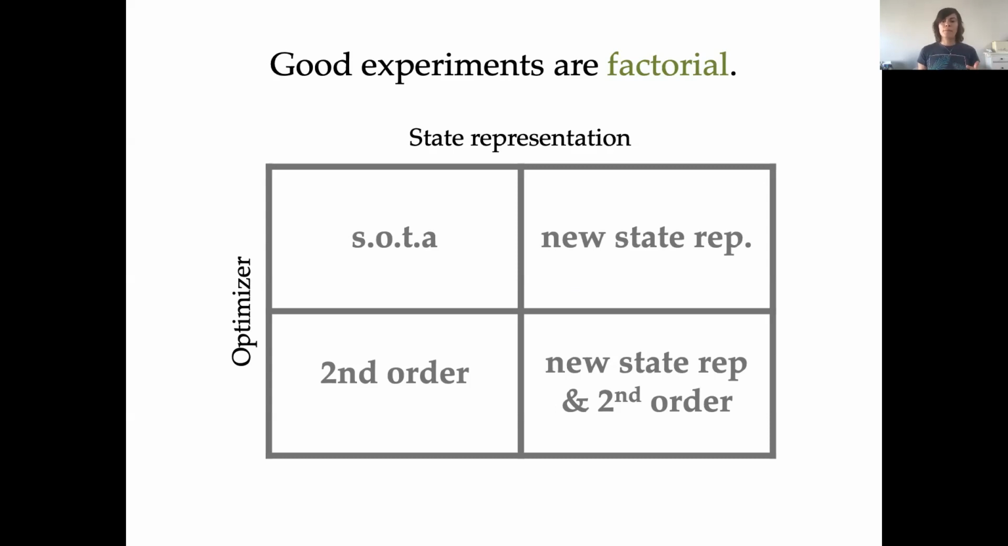And this is helpful because what might be happening underneath the hood is you might find an advantage of this combined method relative to the state of the art. But underneath the hood, what might be happening is that this is really an advantage that comes from the second order aspect and not from the new state representation. And it could even be that your new state representation does not help at all. In fact, it could be that it actually hinders, but then the second order more than compensates for that.